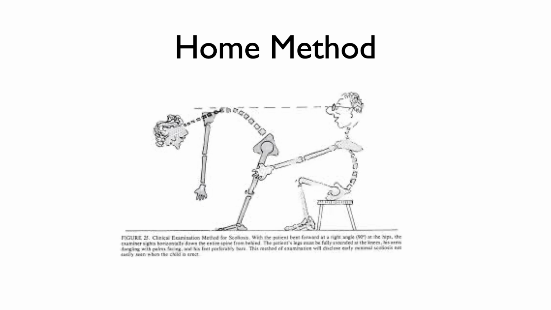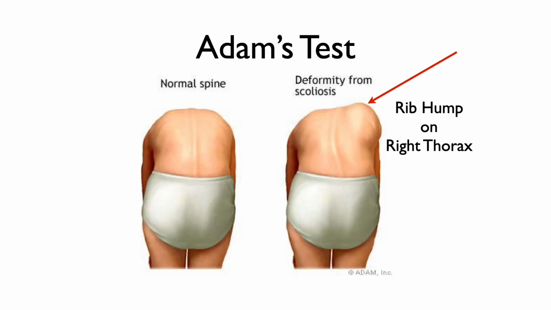So where a person has a side bending or that curve in their spine, it will also rotate. So let's have a look at what the Adams test could look like. Imagine you're seated or crouched behind someone. You may see something like this. Now my focus here is on the upper right back where you can see the rib hump.